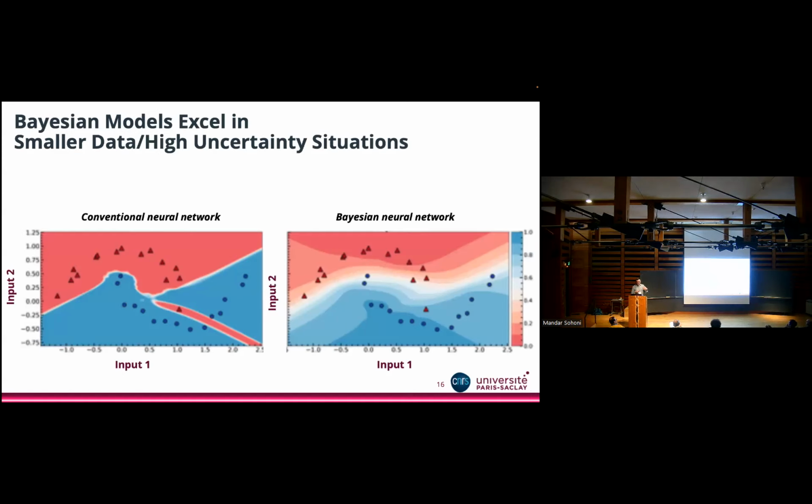And Bayesian models tend to really excel in situations where you have a lot of uncertainty, where you don't have that much data. So here is a kind of cartoon example, but a real example. This is a neural network that has two inputs, 1 and 2. And so you have a training data set, which is the triangles and the circles. And the goal of the training is to identify, when you have an input, if it's a triangle or a circle. If you train a conventional neural network, it will do something like this: it will identify a boundary between the triangles and the circles.